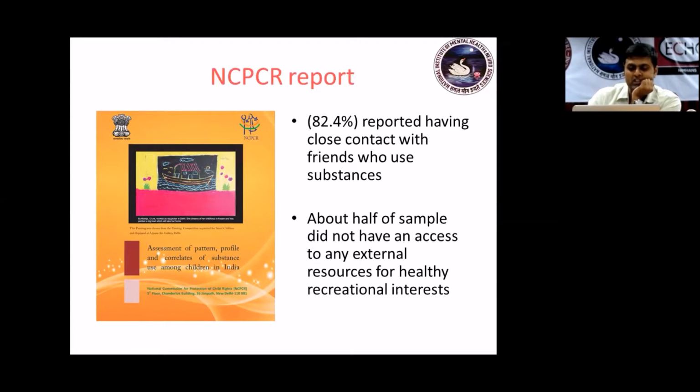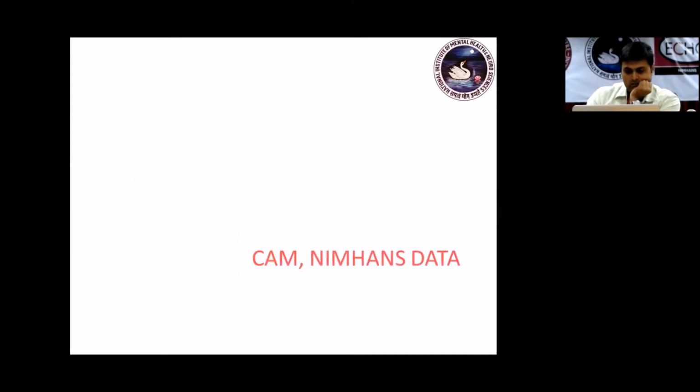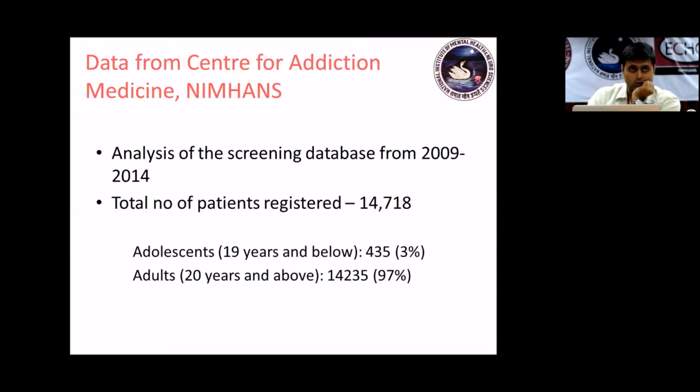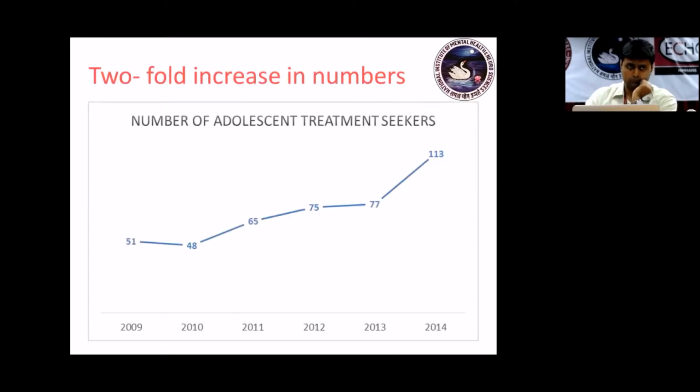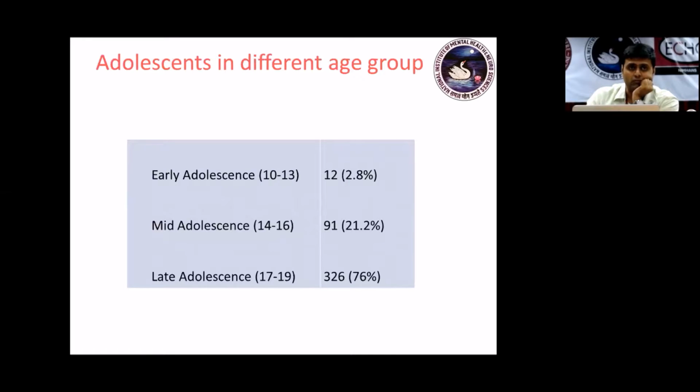in their immediate environment. The other data which I would like to add is our own data. We analyzed our screening database from 2009 to 2014. We had around 435 adolescents. They constitute around 3% of our population. And there was a doubling over the years till 2014. And the majority of them fall in the 17 to 19 age group as such.